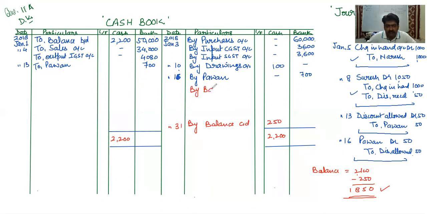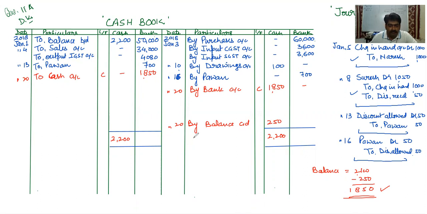For this purpose, entry will be bank account debit to cash. That will be a contra entry. So by bank account, in ledger folio column, we will write C, and in cash column 1850. And in debit side, on January 20, we are calculating balance on January 20. So to cash account C, and amount will come in bank column 1850. This is January 20, and this is also January 20, because we are calculating balance on January 20.